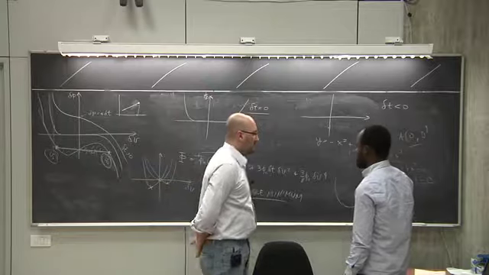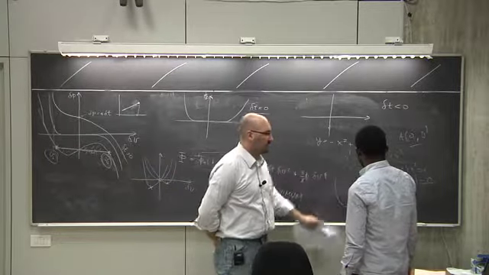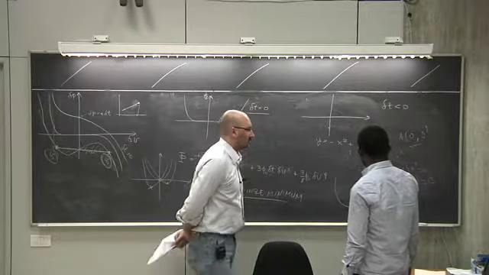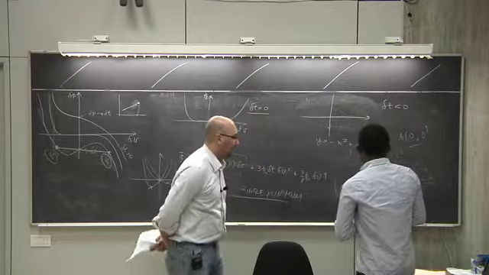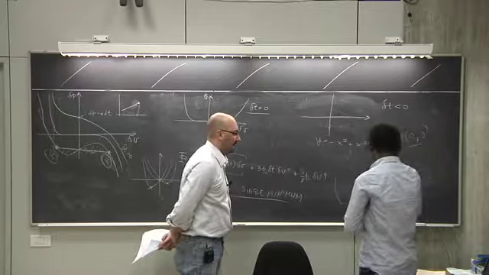Yes. So you found 3 solutions to the derivative equal to 0. One point is here. Where are the other 2? The two, this and this.